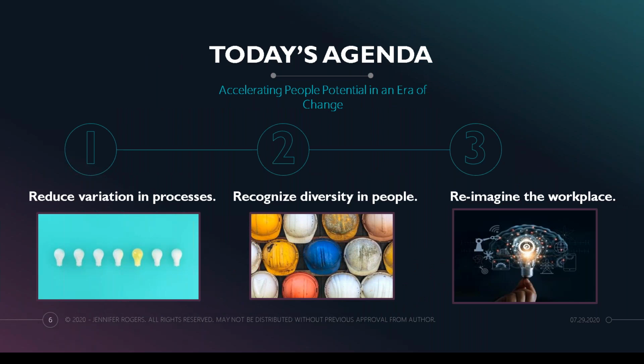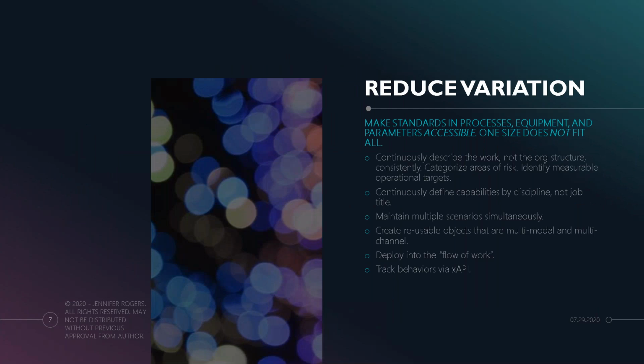And there's really just 3 quick points that I'll walk you through in this presentation that really focus on the parts of this standard and the ways in which it really helps us to deal with this era of change. We'll talk briefly about the reduction in variation in processes in our equipment, in our operational processes, and also talk about recognizing diversity in people and the ways in which those 2 things intersect to really reimagine the workplace in significant ways.